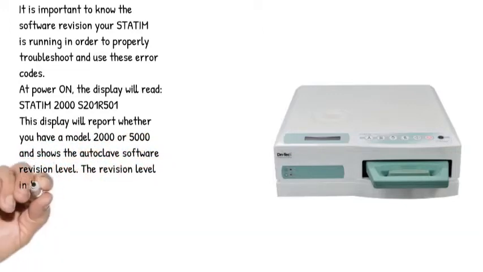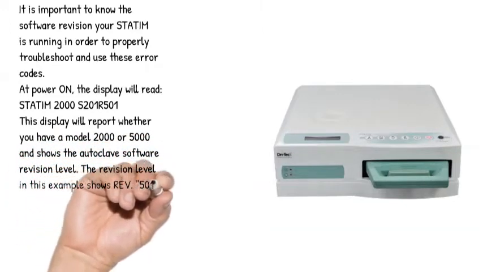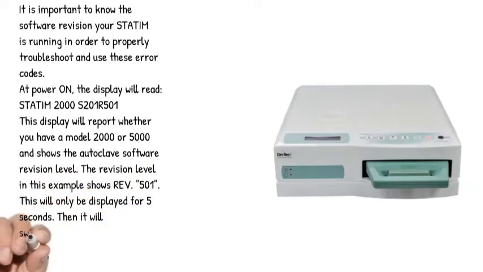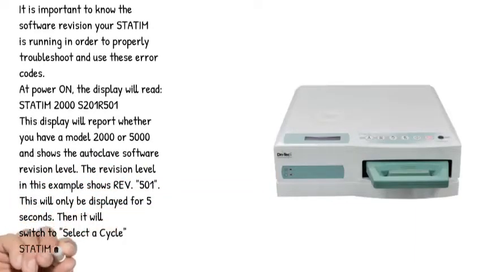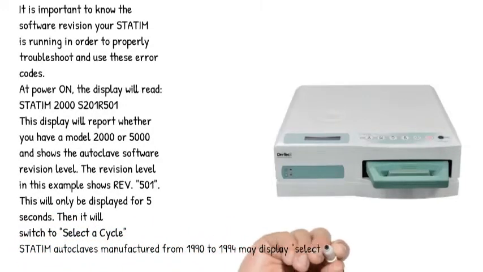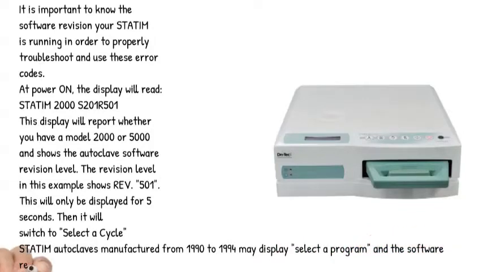The revision level in this example shows Rev. 501. This will only be displayed for 5 seconds. Then it will switch to select a cycle. Statim autoclaves manufactured from 1990 to 1994 may display select a program and the software revision may not be shown.